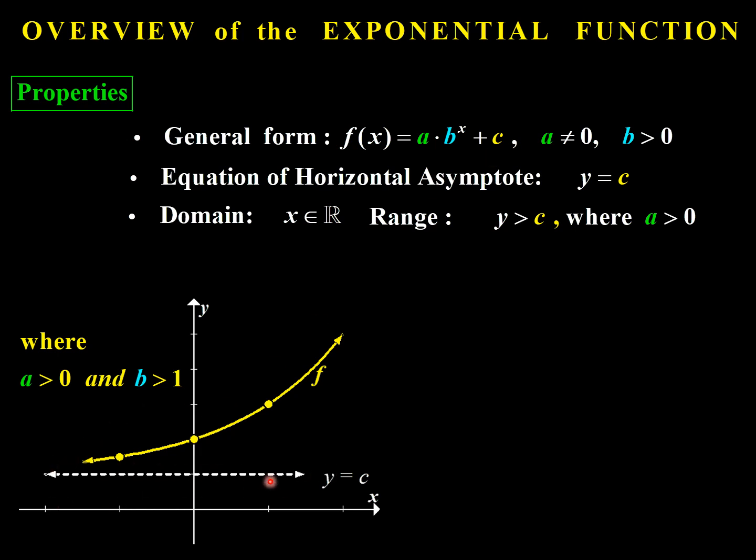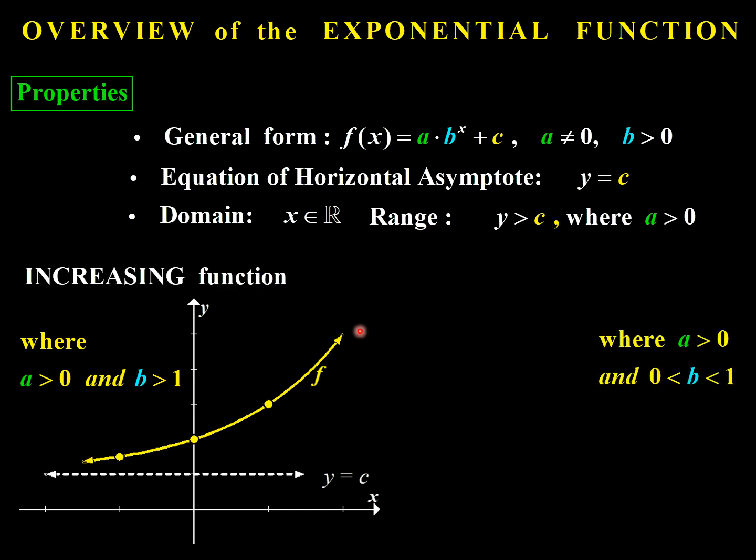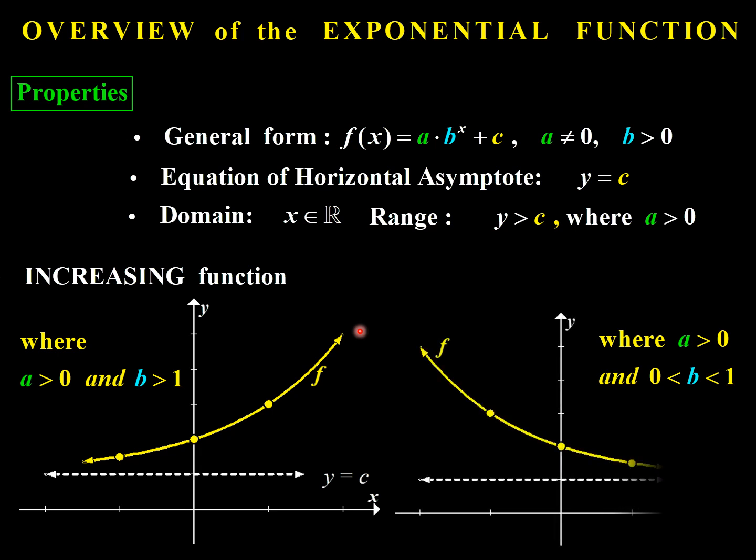And you can see the range here will in this case be y greater than c, because I have a positive number, so the graph will go that way. Okay, that's an increasing function. If b lies between 0 and 1, then I'll have an exponential function that decreases. And the domain is still real and the range is still y greater than c.